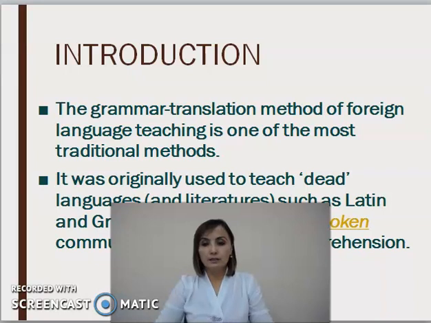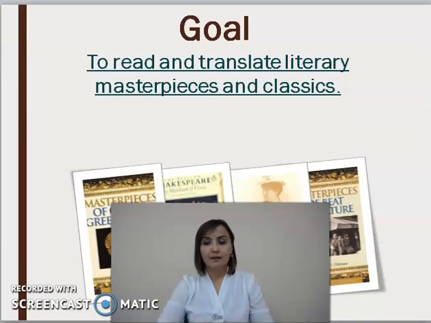It was originally used to teach dead languages and literature such as Latin and Greek, involving little or no spoken communication or listening comprehension. So the goal of the grammar translation method, what is it? It is first of all to read and translate literary masterpieces and classics.